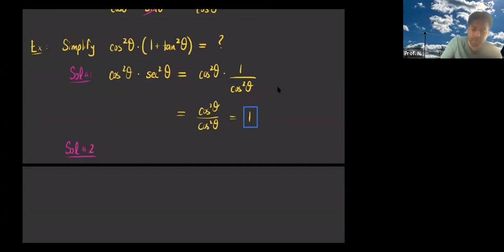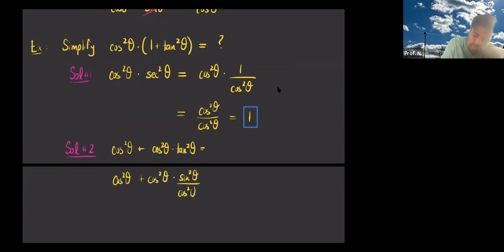Now let's say I don't remember this, right? I don't remember 1 plus tangent squared theta, but what do I remember to do? Hey, let's distribute. If I distribute, what do I get? I get cosine squared theta plus cosine squared theta times tangent squared theta. But wait a minute, what is tangent squared theta? Isn't this sine squared theta over cosine squared theta? Isn't that what tangent squared is?